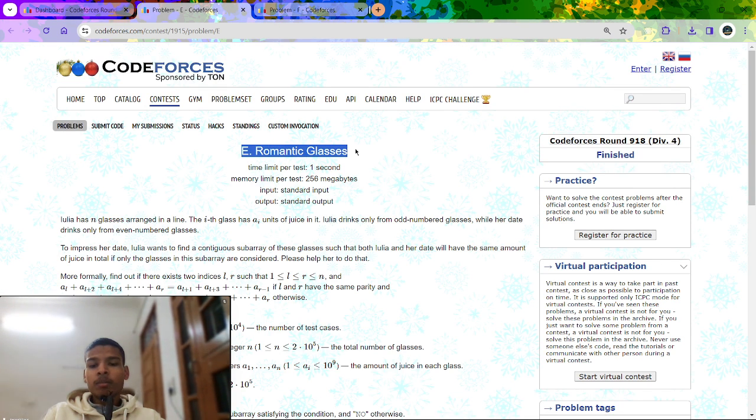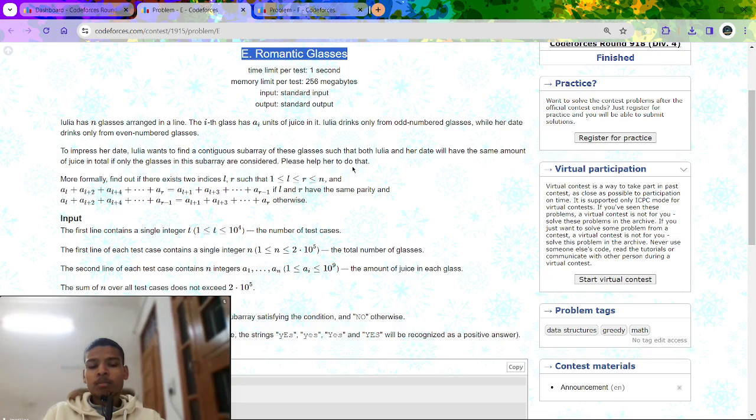So it is a very greedy, tricky problem, I can say. Maybe most of you have done this problem, but were not able to figure out how to solve it in this contest. So what is the problem asking us to do? Simply, I have to tell whether there exists a subarray in which the sum of odd indexes is equal to the sum of even indexes. Okay, so this is our problem.